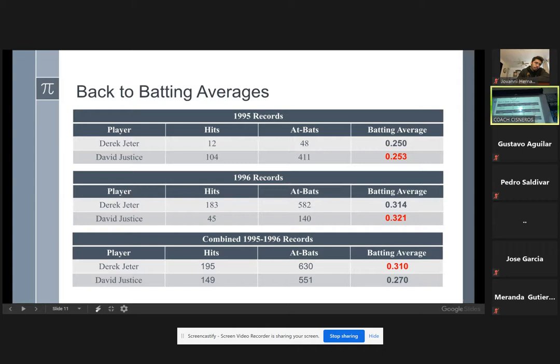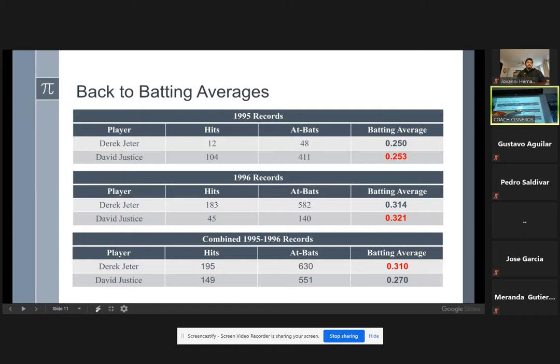When? In 95, he didn't have more at-bats. But in 96, he had a lot more at-bats, right? Justice also had a lot more at-bats. And if you add them together, yeah, it has to do, you're right.